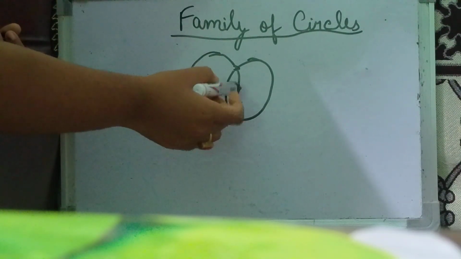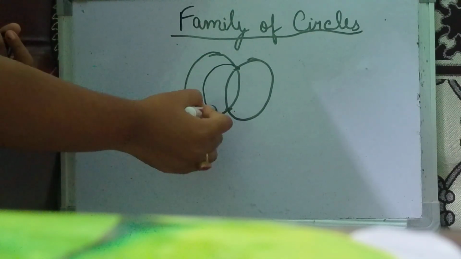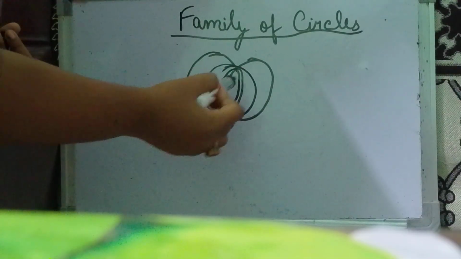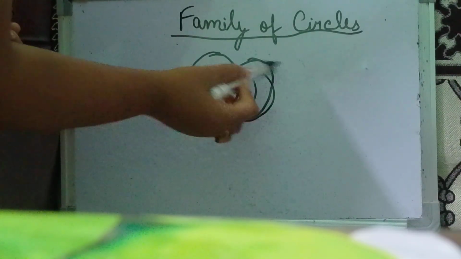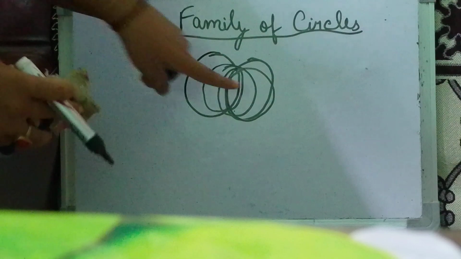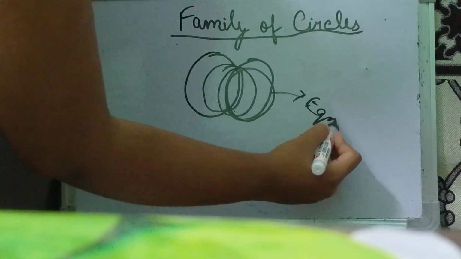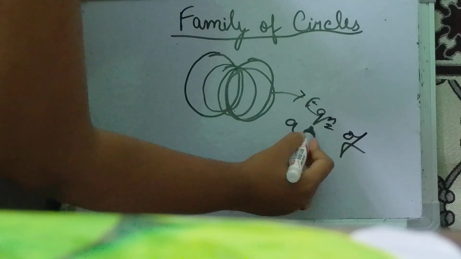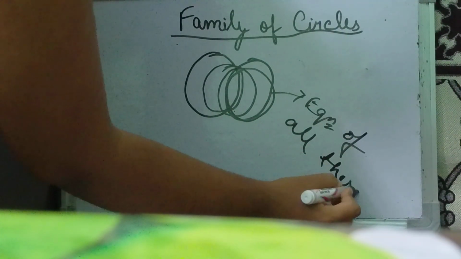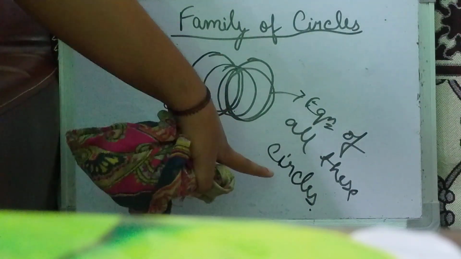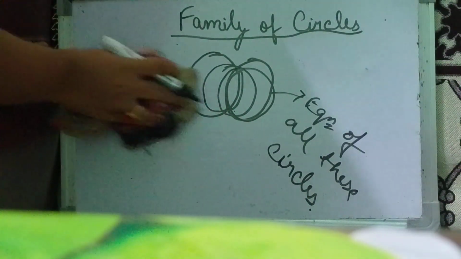So let's suppose there is a circle like this. Let's suppose there is another circle like this. Let's suppose there is another circle like this. So like this there will be many circles. So we have to find the equation of all these circles.